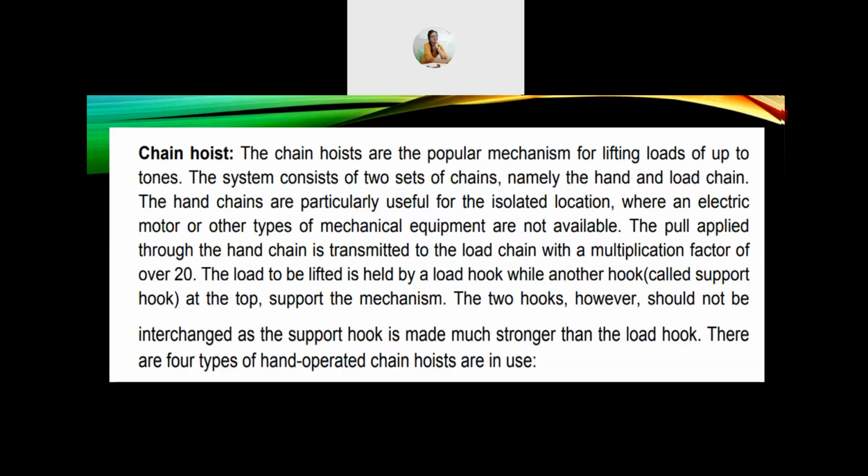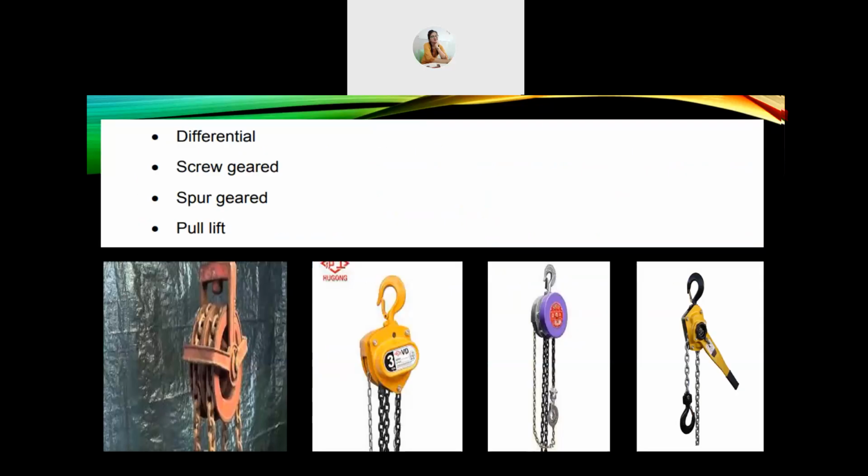There are 4 types of hand-operated chain hoist in use: differential, screw-geared, spur-geared, and pull lifts. The first one in this picture on the extreme left is differential, the second one in yellow is screw-geared, the third one is spur-geared, and the fourth one is pull lift.